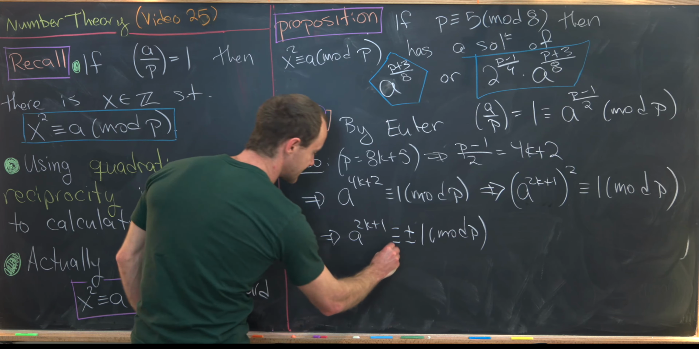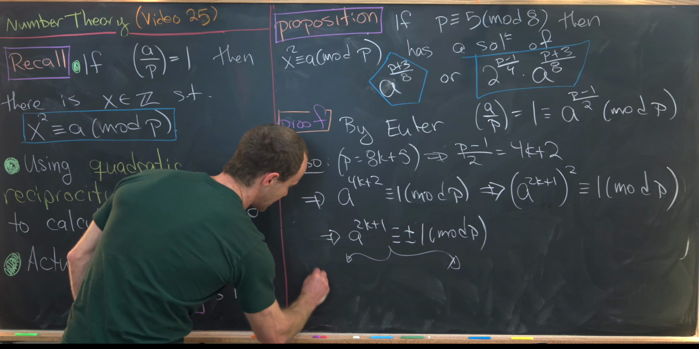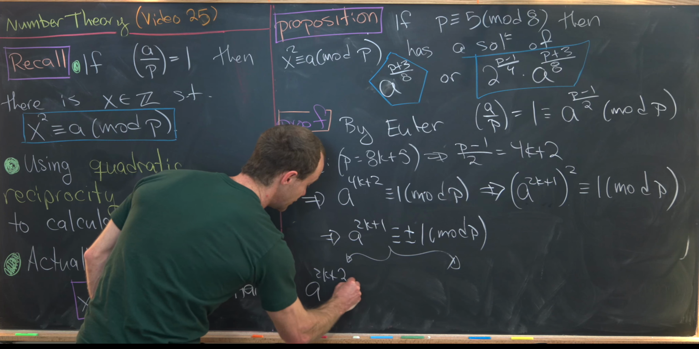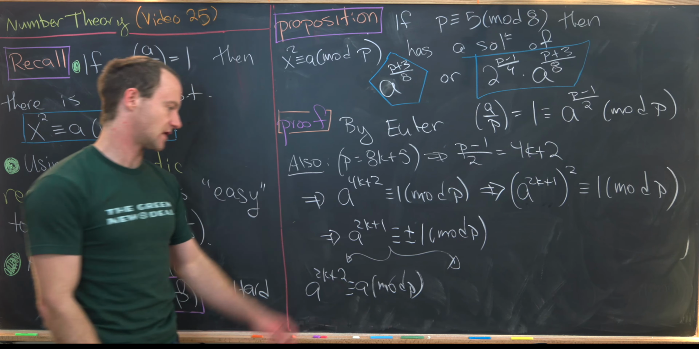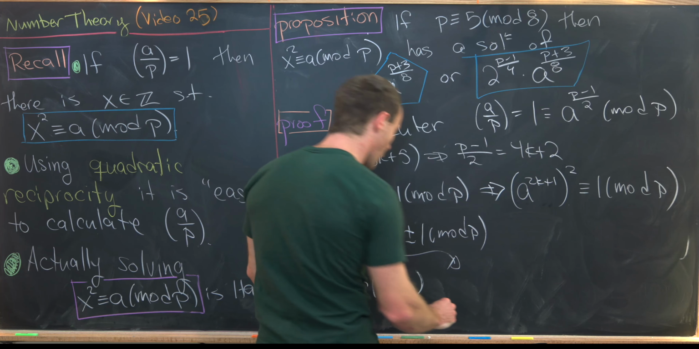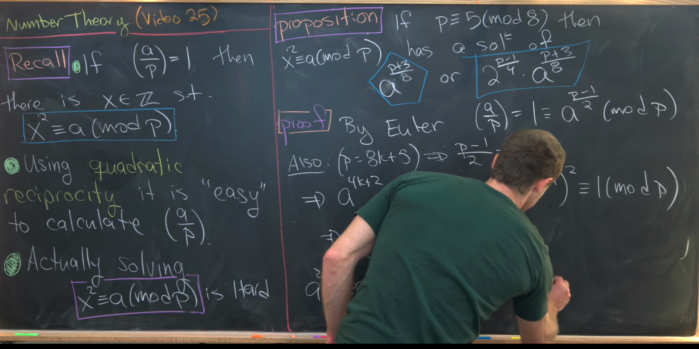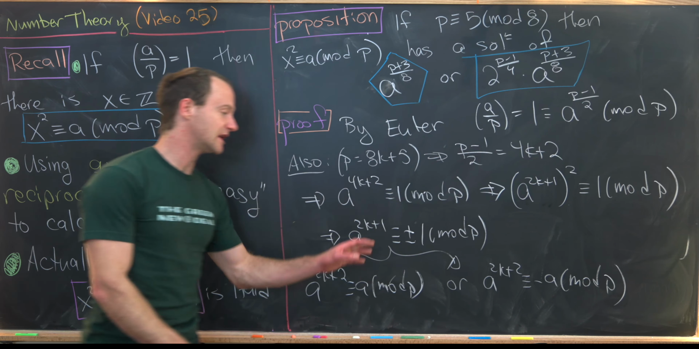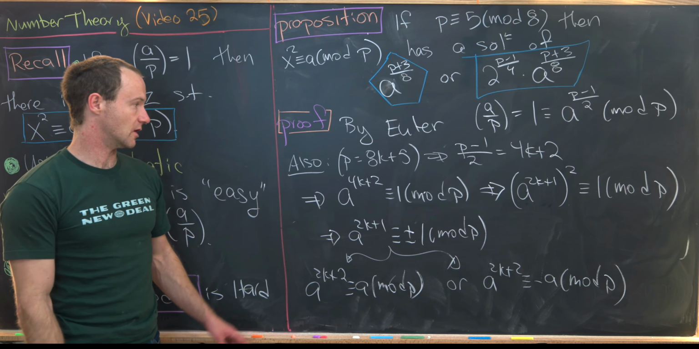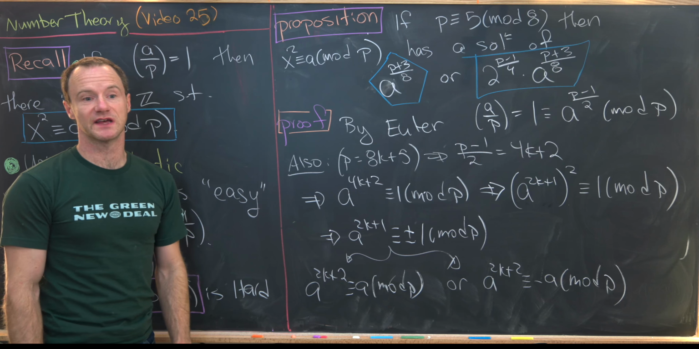But then that clearly splits into two cases. That splits into the case when a^(2k+2) is congruent to a mod p, I'll just multiply both sides of this congruence by a, or a^(2k+2) is congruent to negative a modulo p. Now we need to look at each of those cases on their own, but we're running out of room, so let's bring that up and we'll do just that.